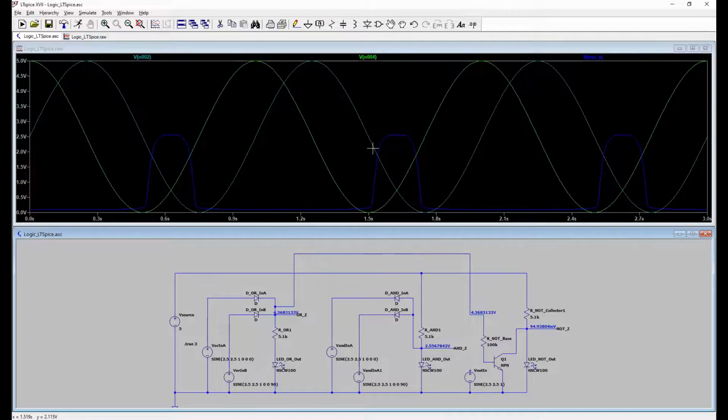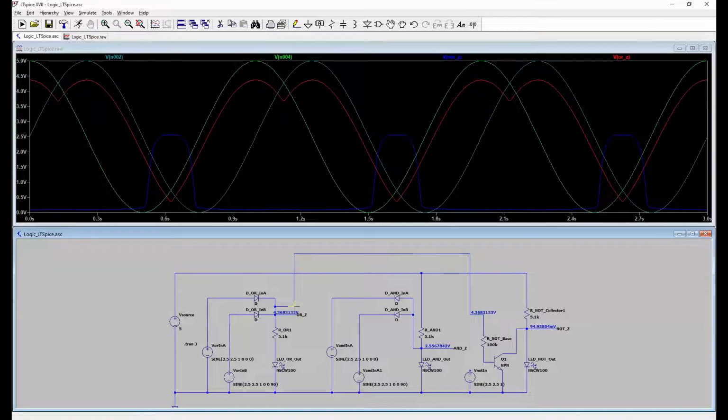And if we add on the output of the OR gate to add some interest to this, then we see that input A to the OR gate, input B to the OR gate results in output Z of the OR gate driving the input of the NOT gate, high when the output drops below about 1.7 volts. It's rather pretty. You would not want to make a computer out of this, though.